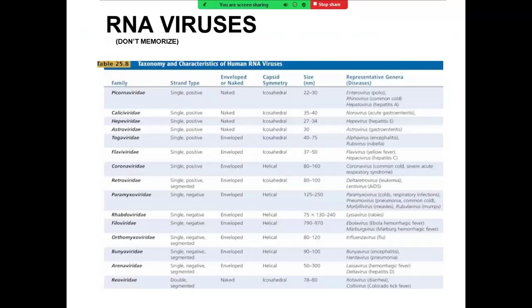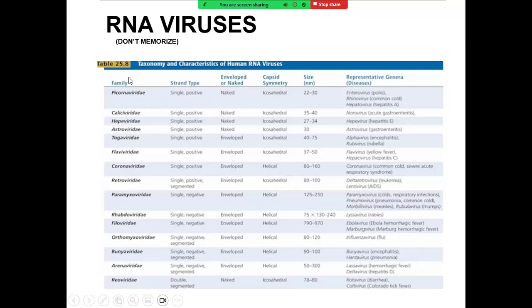There are 15 families of RNA viruses that cause human disease. Here are the family names in the leftmost column. You don't need to know the strand type, whether the virus is enveloped or naked. You don't need to know about the symmetry of the capsid or the size of the capsid, but you should know maybe a few of the family names and then the diseases that they cause.